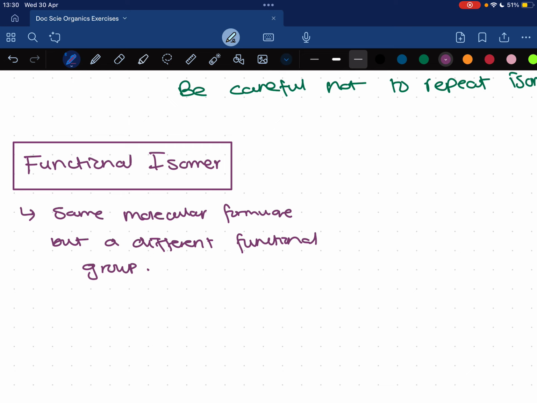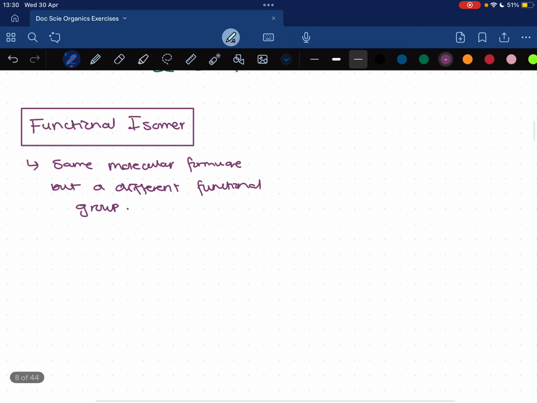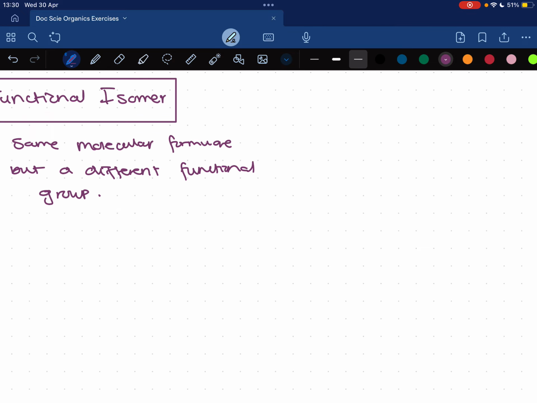Okay, so the functional isomer that we are going to look at is going to be carboxylic acids and esters. Okay, we don't look at alkenes and alkanes because technically they do have different functional groups, but the one has a double bond C's and the other one has single bond C's. So they're not actually the same.